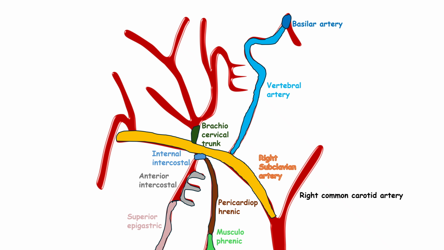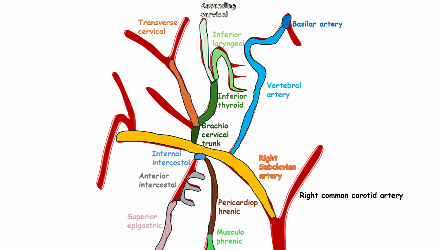Then the next division is the thyrocervical trunk. Thyrocervical trunk divides into 3 branches. One is the inferior thyroid artery. It again divides into 2 branches. One is inferior laryngeal and ascending cervical, and other branches are laryngeal branches, tracheal branches, pharyngeal branches. Then the next branch is transverse cervical. It divides into superficial cervical and dorsal scapular artery. Then the trunk divides again into the suprascapular artery.